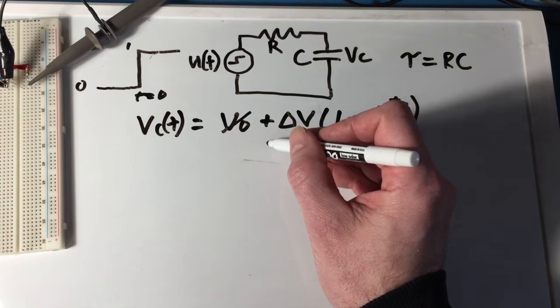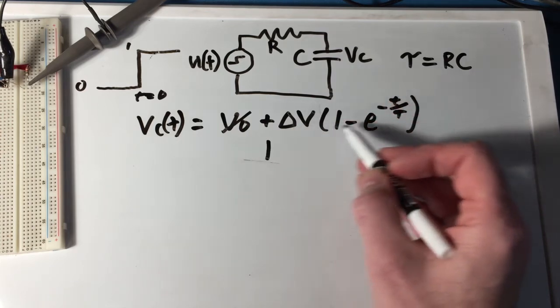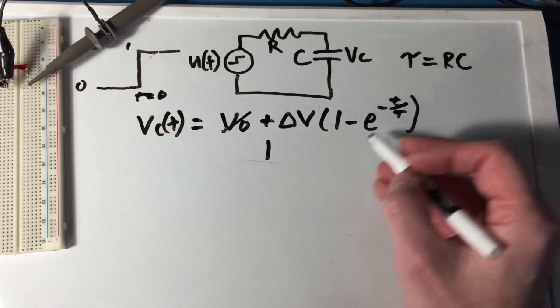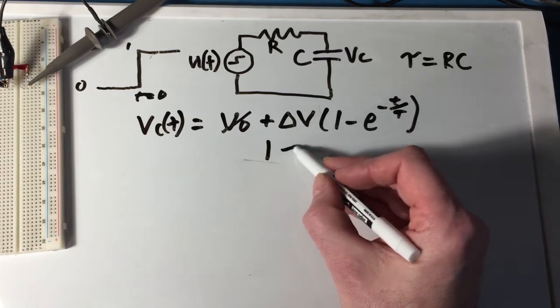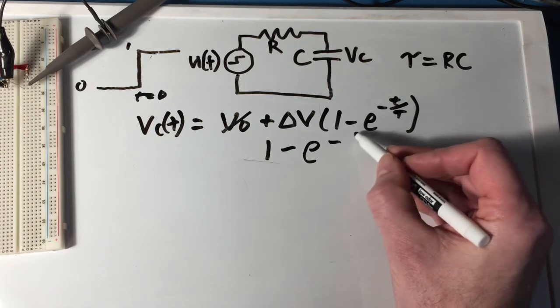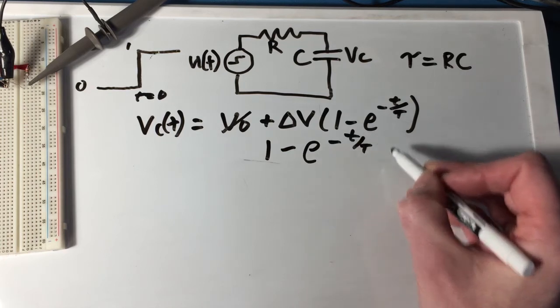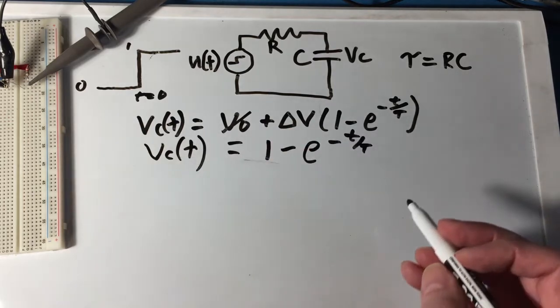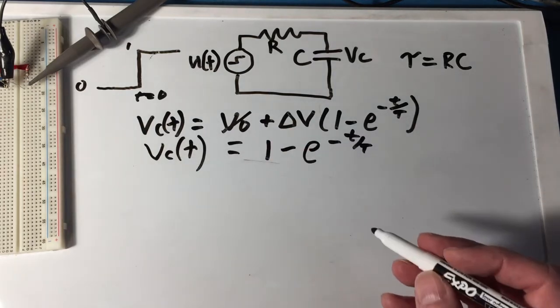So now we have 1 right here. And then if we distribute this, just distributing the 1, the math is going to be pretty easy. So it's going to be 1 minus e to the minus t over tau equals Vc of t. So we could analyze this for a few different conditions.